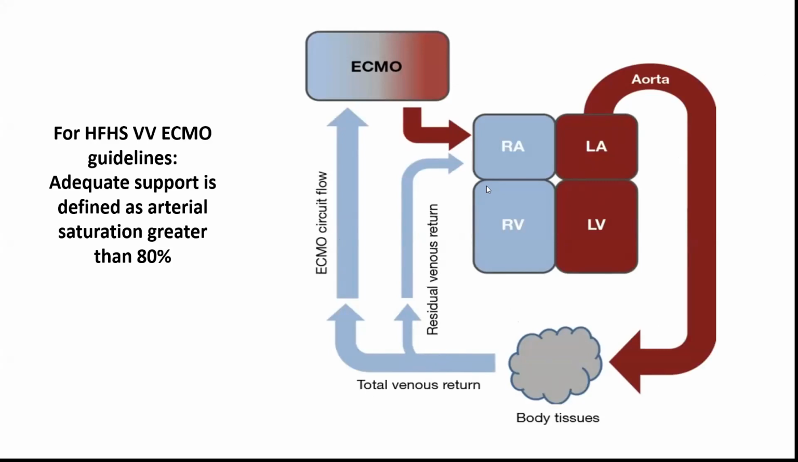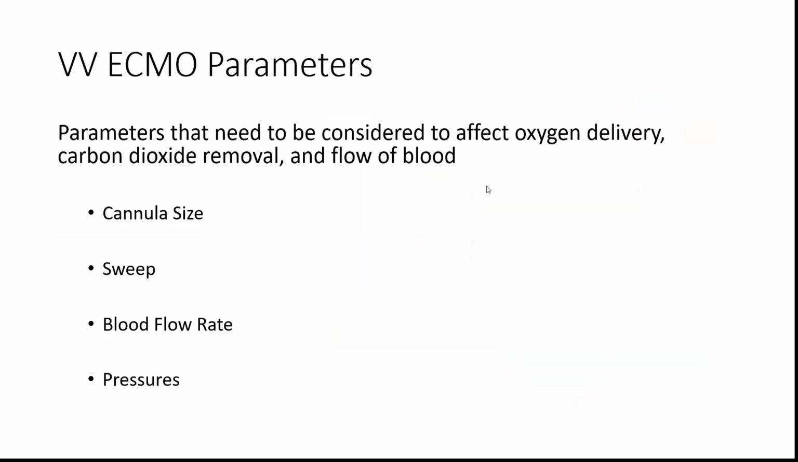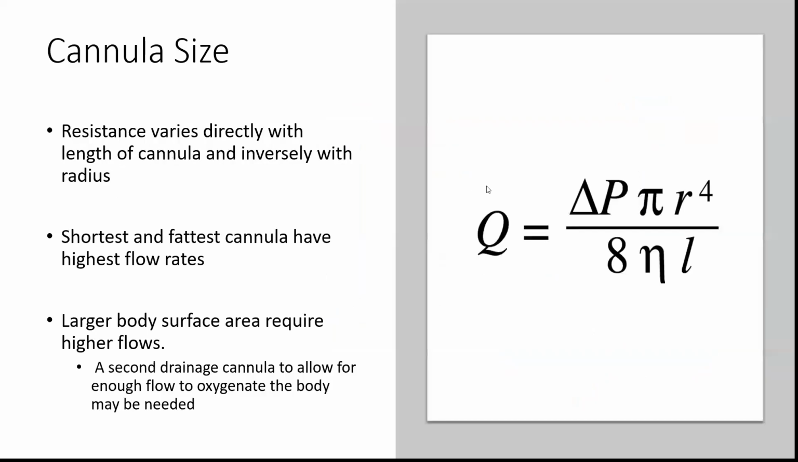And that's why you'll see in the ELSO guidelines and the ECMO guidelines, which we take for our ideal SAT, it's going to say 80% is kind of the lower end of what you want. And again, that's one of those things that's titratable per patient, but we don't aim for 95 to 100%. It's not realistic to have in these types of patients. So the parameters we're going to go over affect oxygen delivery, carbon dioxide removal, and the flow of blood. And we're going to talk about cannula size, sweep, flow rate, as well as inflow pressures, because these are the things you're going to look at on the console.